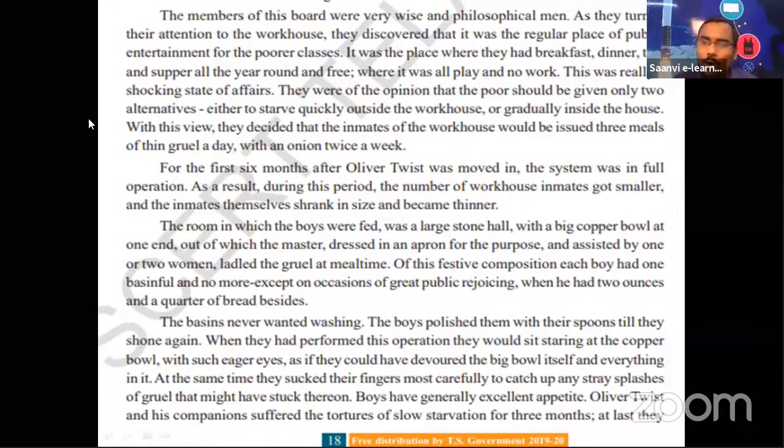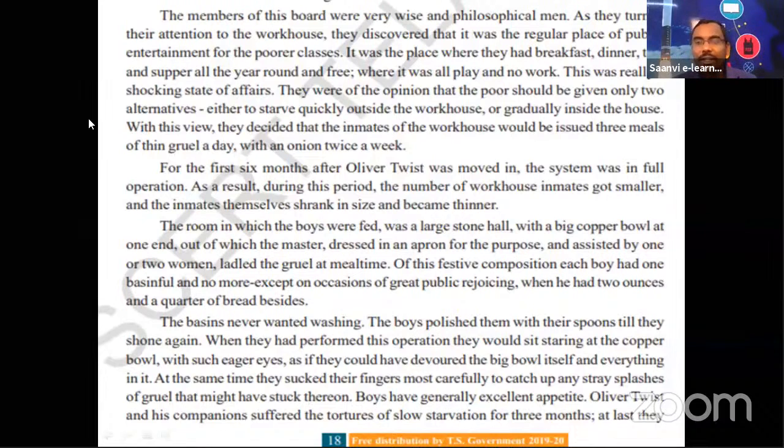What may be the content of the copper bowl? Thin gruel, which is going to be served to the orphans, including Oliver. With a big copper bowl at one end, out of which the master, dressed in an apron, already I showed you the picture of that dress, dressed in an apron for the purpose and assisted by one or two women. There were one or two women to help the master in cooking as well as for serving the food. Ladled the gruel at mealtime, the morning, afternoon and evening. These two women served the gruel to the children of that workhouse.